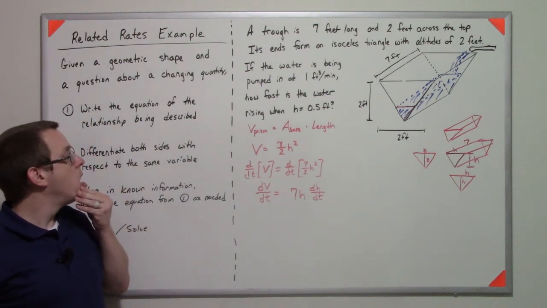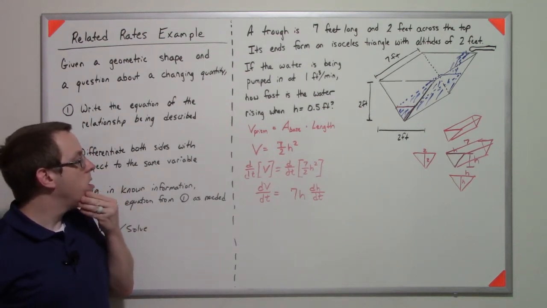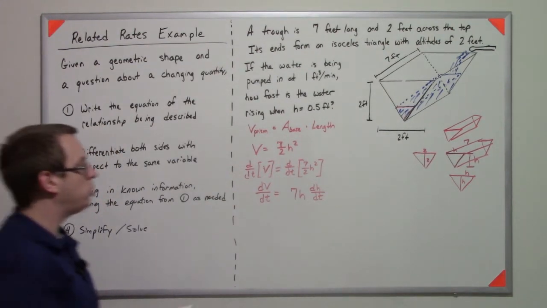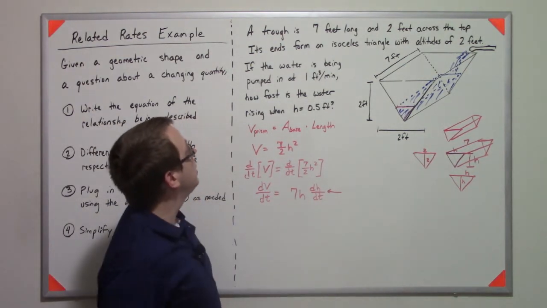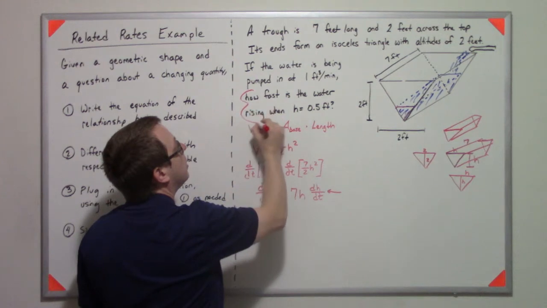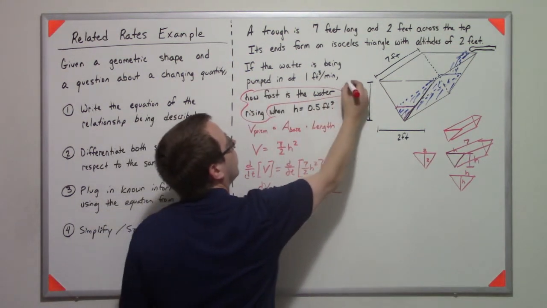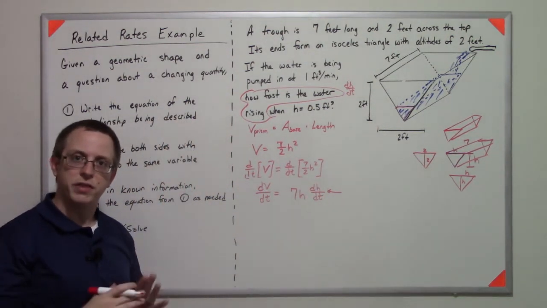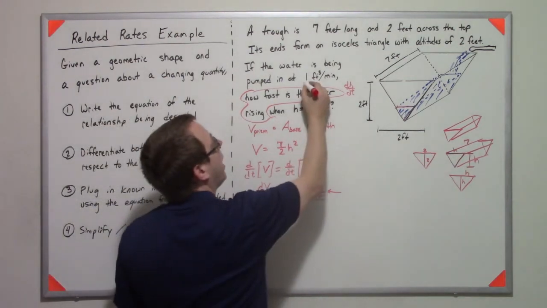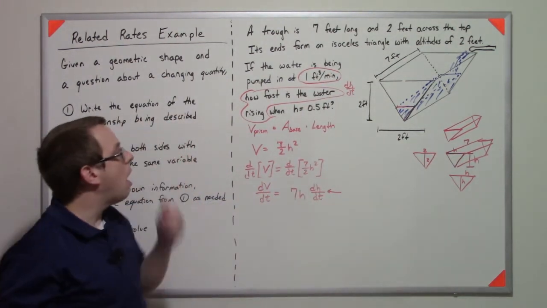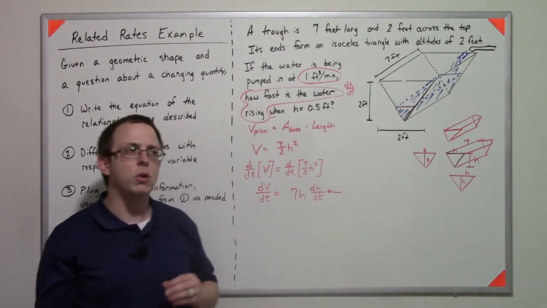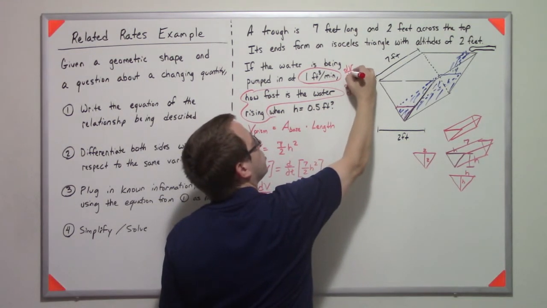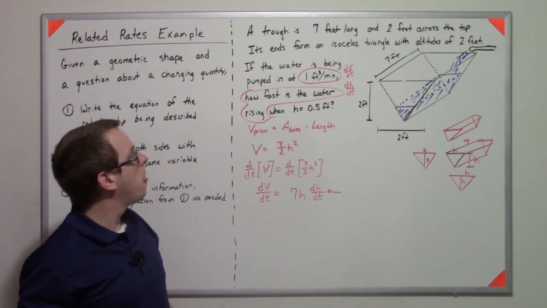Now I have this piece, so this part's done. I have to plug in the known information. I'm trying to solve for this because it's asking me how fast the water is rising. Well, that's the derivative of the height, right? That's the rate of change of the height. But I have this: 1 cubic foot per minute. Well, a cubic foot is a volume, so that tells me the volume with respect to time is 1 cubic foot per minute.